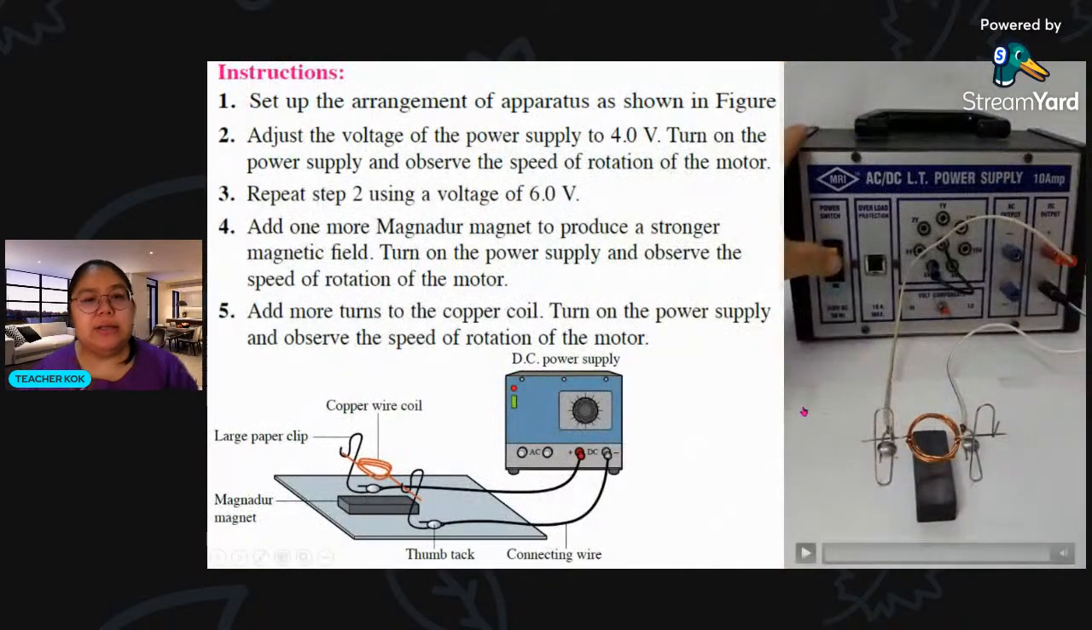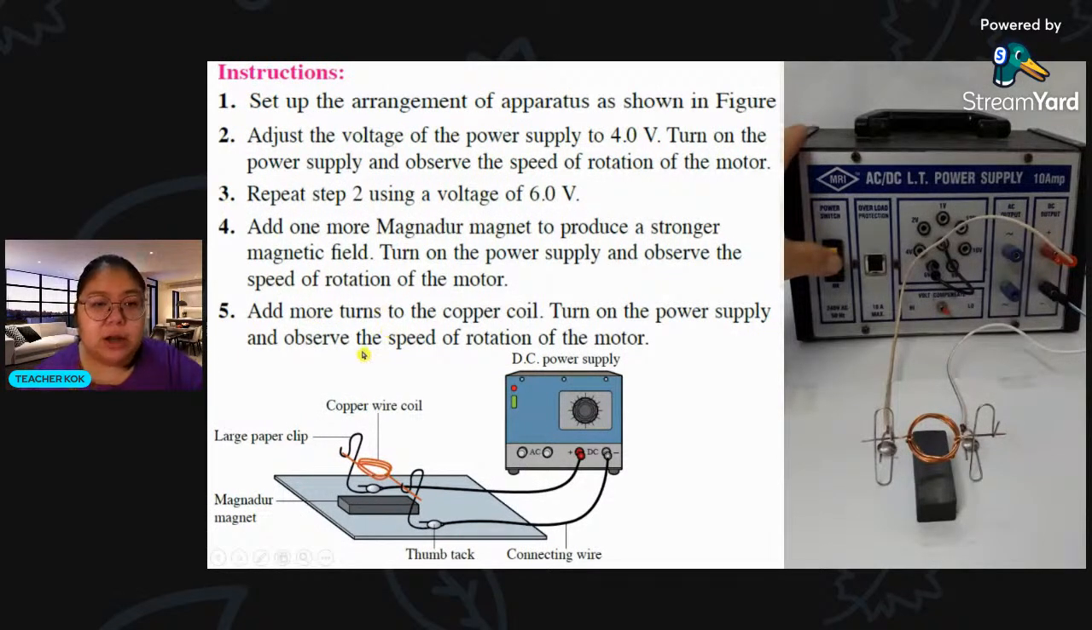Okay, now we're going to see the procedure, the setup. Adjust the power supply to 4 volt. Turn on the power supply and observe the speed of rotation of the motor. Now you repeat, changing to 6 volt. Then add one more magnet. So this one is another magnet. You add one more to make the magnetic field stronger. Turn on the power supply and observe the speed of rotation.